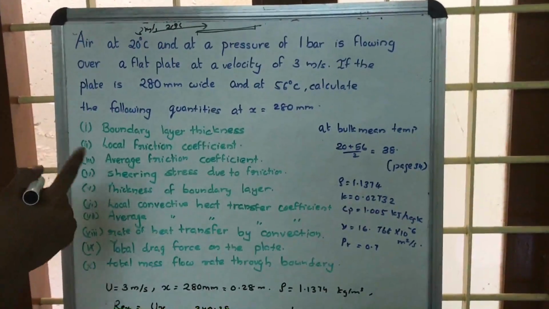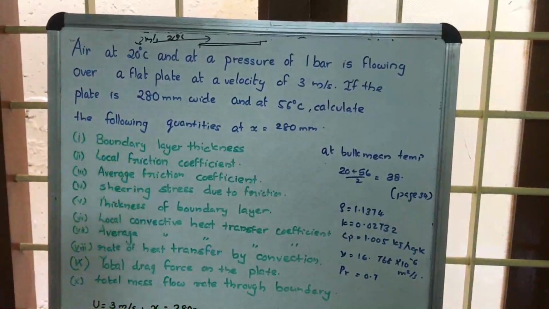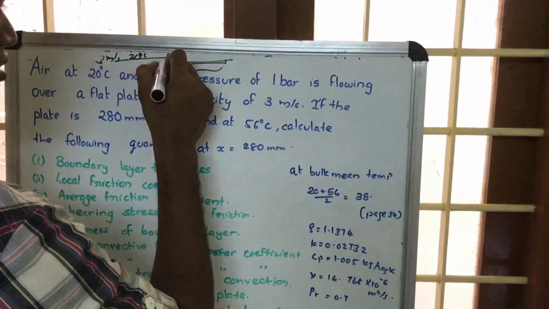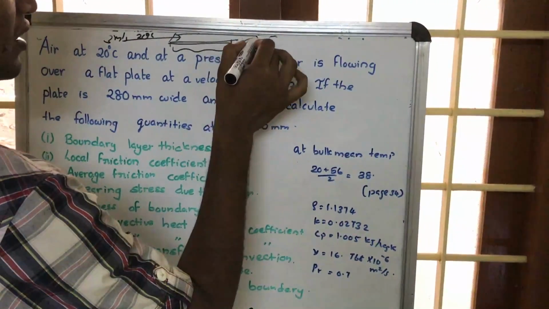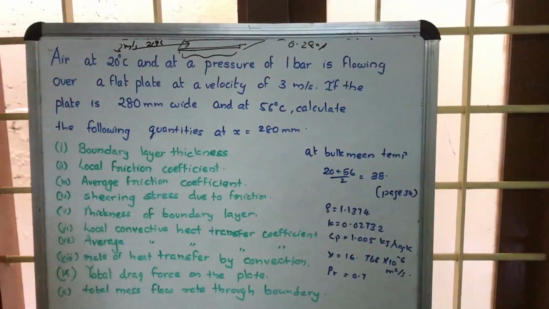And here the plate is 280 mm wide. So actually only one dimension is given, so we will take this as both the length and the width of the plate. Length and width will be taken as 280 mm, that is 0.28 meter.